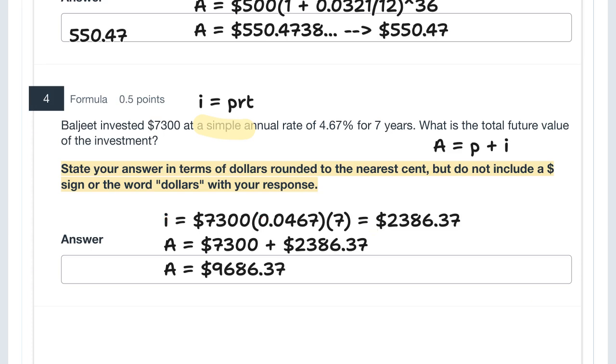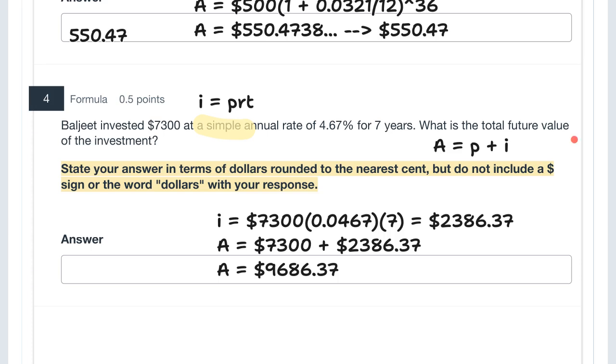Directions say round to the nearest cent. That already is rounded to the nearest cent. And when I put the answer in the answer box, Canvas loves commas. So this is going to be 9,686.37. If I leave that comma out, Canvas will put it in for me.